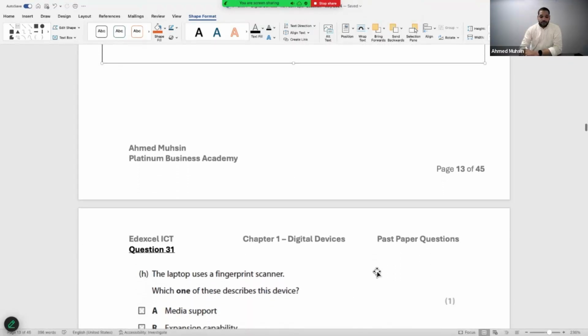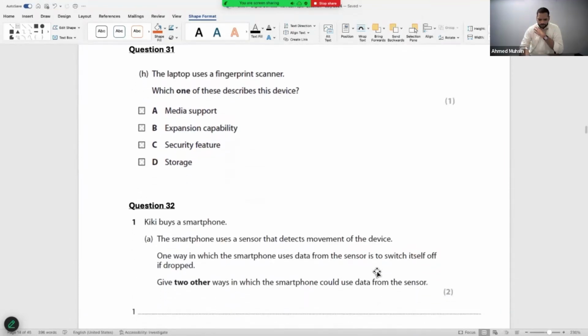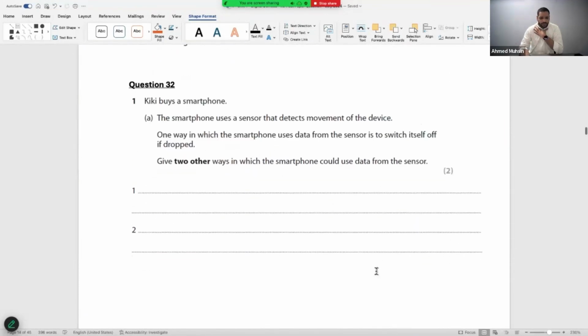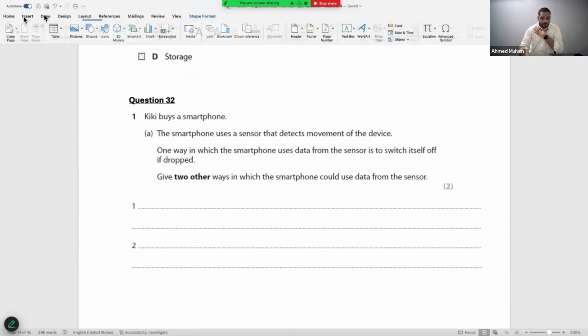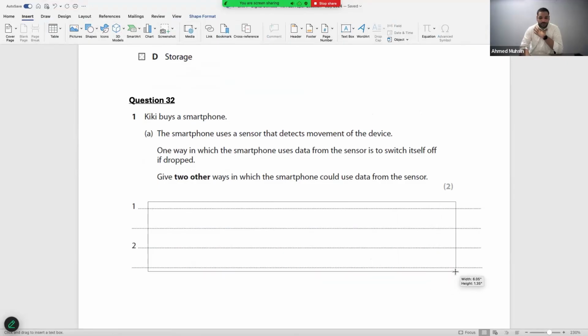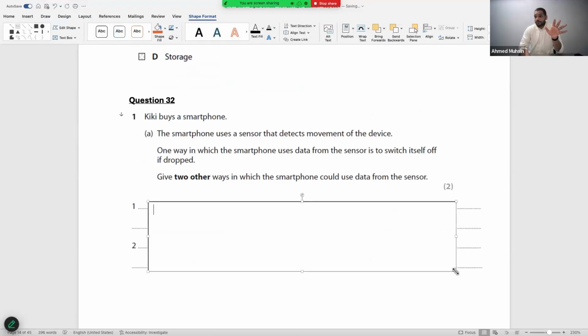Okay, right. Which one am I going to move down to? Everybody, question 32, please. Kiki buys a smartphone. The smartphone uses a sensor that detects the movements of the device. One way in which the smartphone uses data from the sensor is to switch itself off if dropped. Everyone reading the question with me? Give 2 other ways in which the smartphone could use data from the sensor. Think about your own smartphone. What else does it use data from the sensor for?